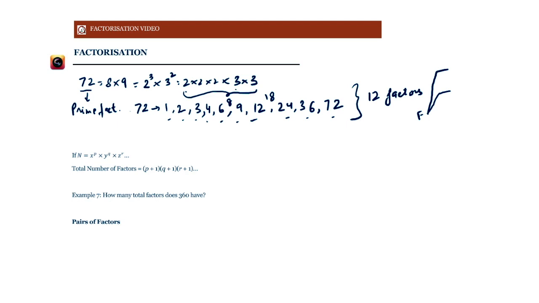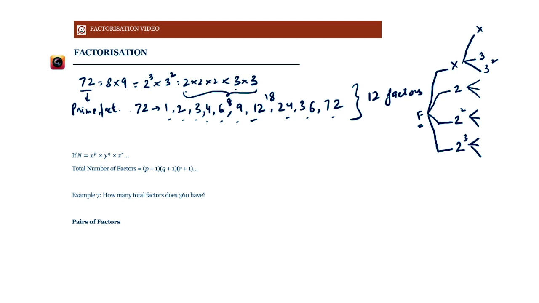There are 4 different ways in which I can pick a 2. I say I do not pick a 2 at all, or I pick a 2, or I pick 2 2's, or I pick 3 2's to make a factor. Then in this case, I have 3 choices to pick a 3. I say either I pick no 3 at all, or I pick one 3, or I pick 2 3's. And the same will be repeated for each one of these.